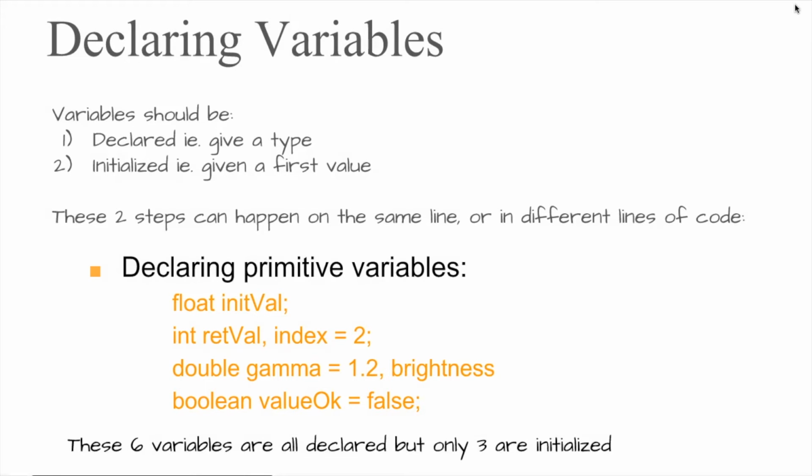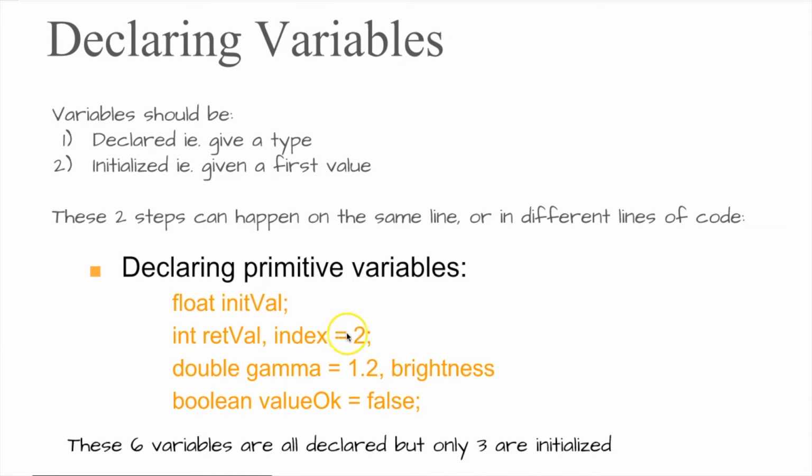Okay, a variable needs to be declared and then initialized. Initialized means you give it a value for the very first time. You assign a value for the very first time. Declaring is when you say what type the variable is, and initialize is when you give it its very first value. So if you look at these examples, only 3 of them are initialized.